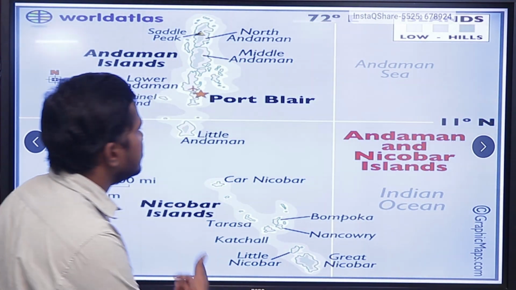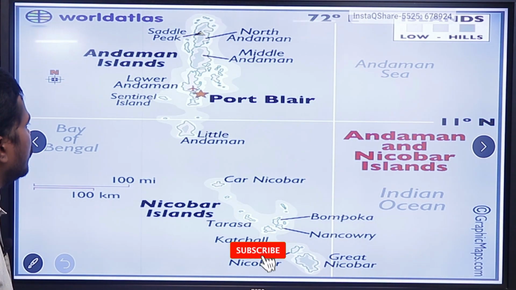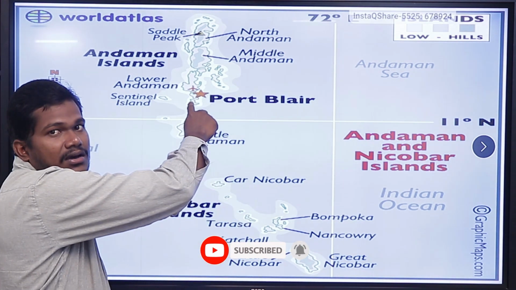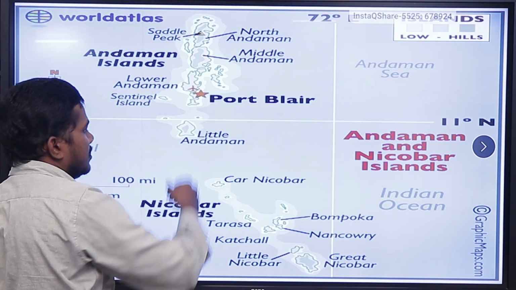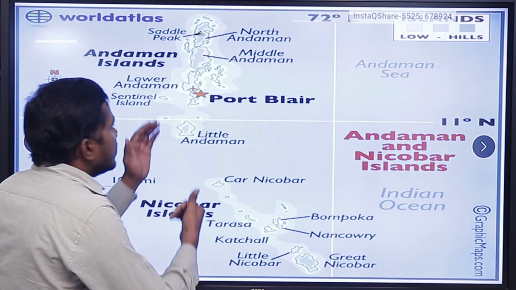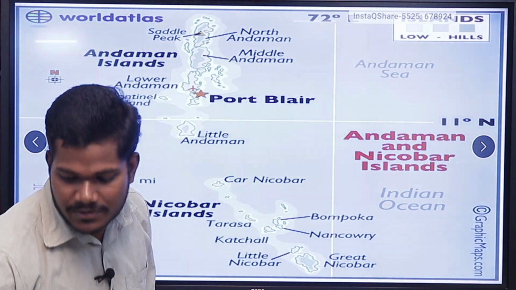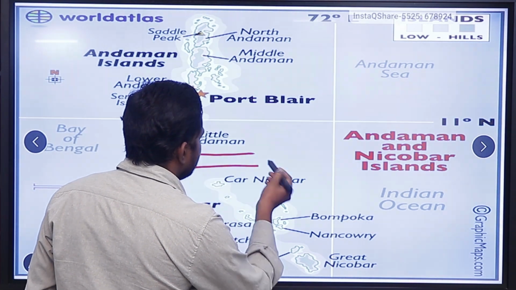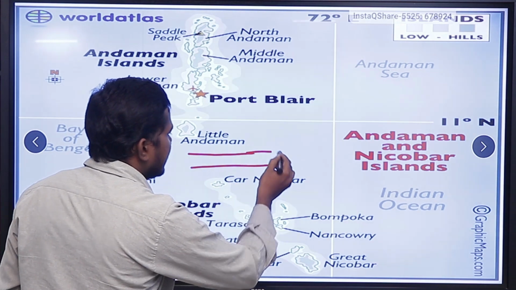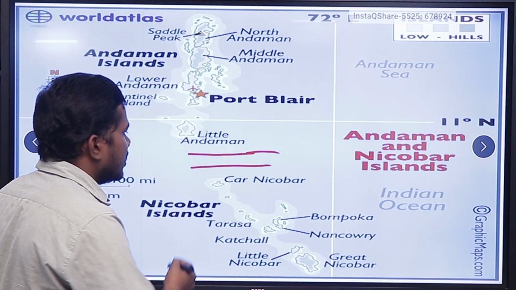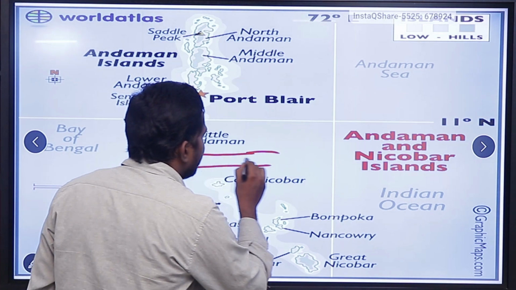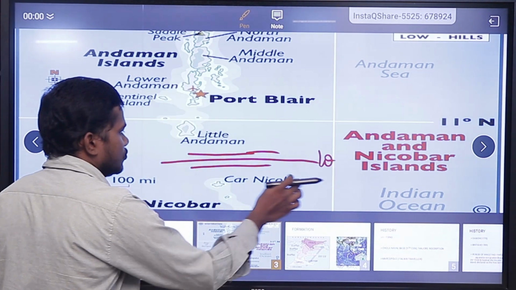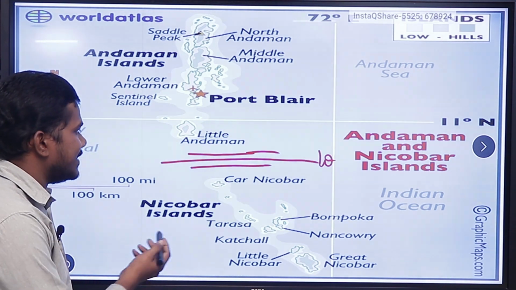So this is the map of Andaman and Nicobar Island. In this map, the upper portion is Andaman and this one is Nicobar. Both Andaman and Nicobar are separated by the 10-degree channel. It gets its name from the parallel of latitude; the parallel of latitude 10 degrees passes through this area. So this is called the 10-degree channel.